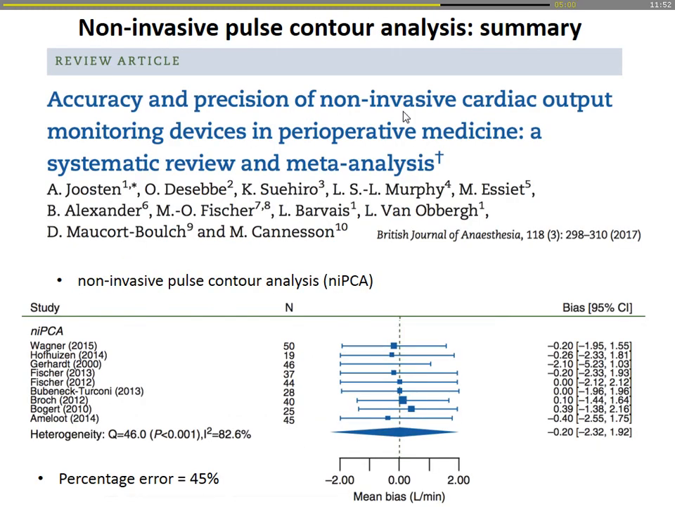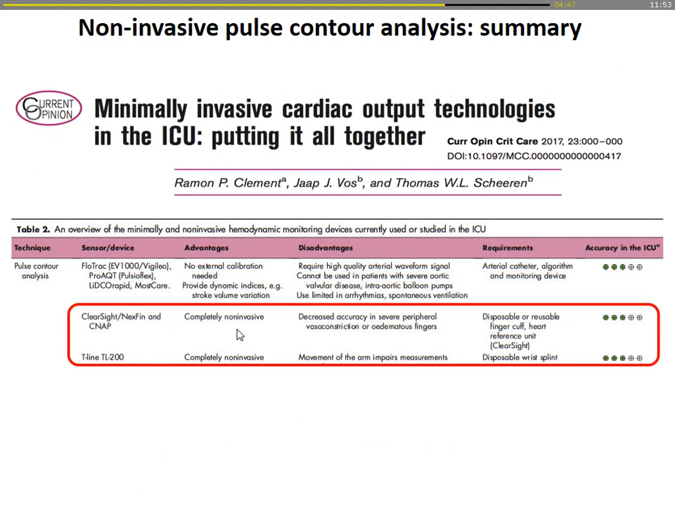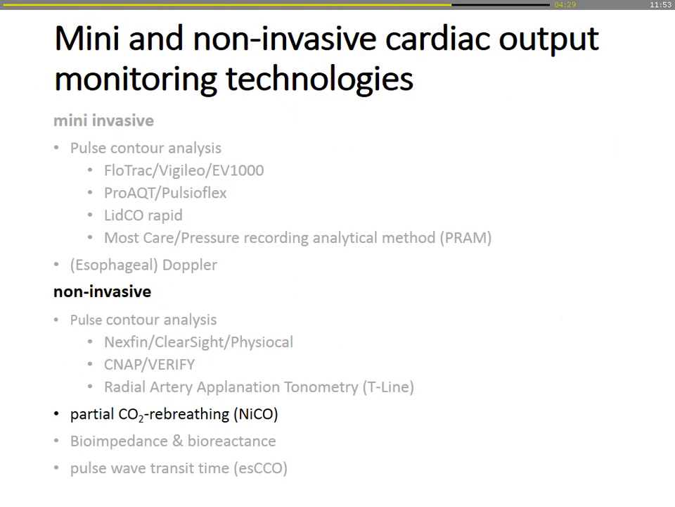And this is a recently published meta-analysis summarizing these non-invasive pulse contour analysis methods, and you can see here the range and the percentage error averaging all these methods was again 55%, and these are the recommendations from our paper. So it's as accurate or as inaccurate, if you will, as the more invasive methods like the FloTrac or the ProAQT or the LiDCO or the MOSTCARE, which I didn't talk about.